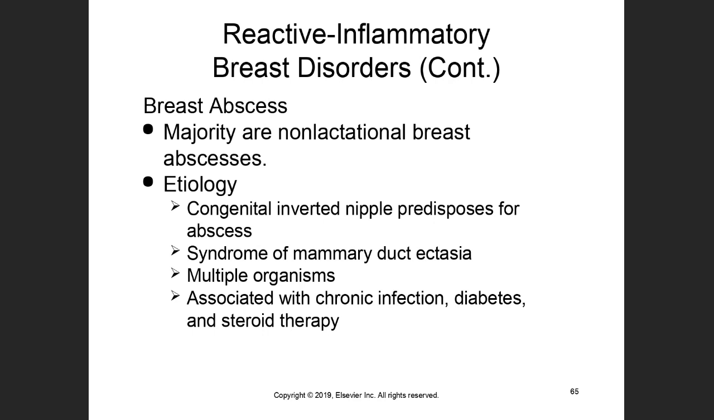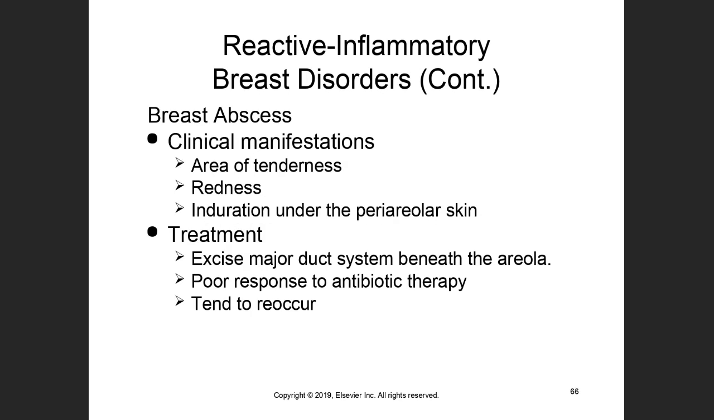Clinical manifestations: palpable mass, dimpling, distortion of the breast or areola, nipple retraction, persistent nipple discharge. Diagnosis: biopsy to rule out malignancy. Treatment: surgical resection or dilation of the subareolar duct. Breast abscess: the majority are non-lactational breast abscesses. Etiology: congenital inverted nipple predisposes to abscesses, syndrome of mammary duct ectasia, multiple organisms associated with chronic infection, diabetes, and steroid therapy. Clinical manifestations: area of tenderness, redness, and induration under the periareolar skin. Treatment: incision and drainage of the abscess, and antibiotics.